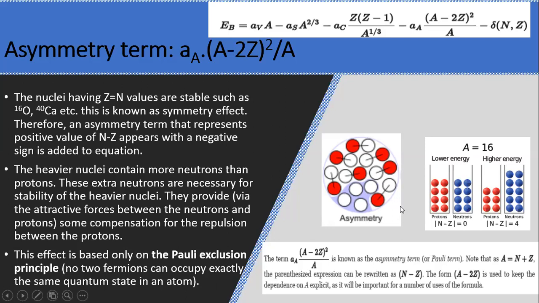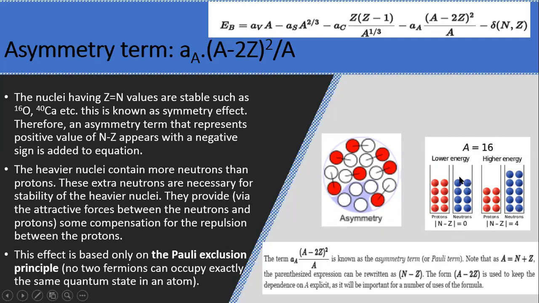So this is what I was discussing. All these are the asymmetric terms, and this is another example to differentiate between the symmetric and the asymmetric. Let's suppose mass number 16. There may be the same number of protons and neutrons. If the number of protons and neutrons are the same, 8 protons and 8 neutrons, then N minus Z will be equal to 0.